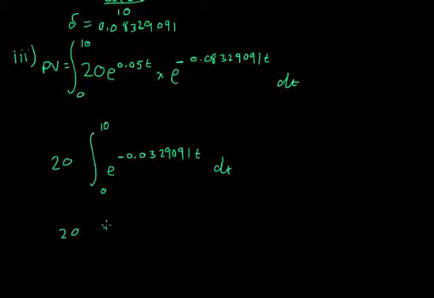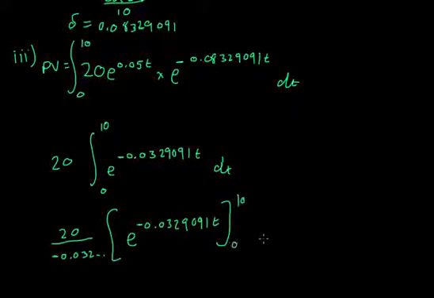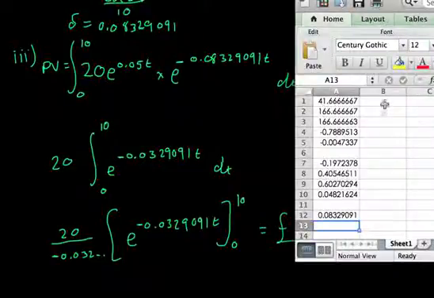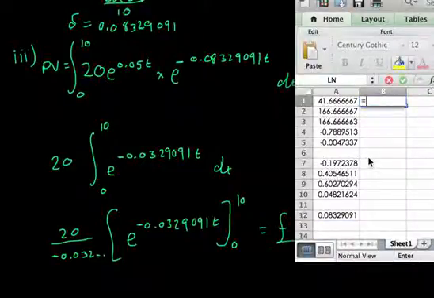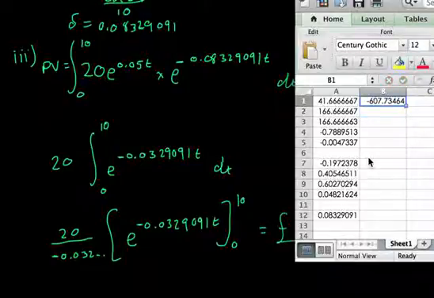So that's going to be 20. I can actually divide it all. I can take that bit out, say minus 0.032 and so on. And then I'll write it so it's a little clearer. Then I can say e to the negative, that bit goes in between time 10 and time 0. And that should give us our answer once we use our calculator. So I'm just going to use this part over here and find the first term. So that is 20 divided by negative 0.0329091.